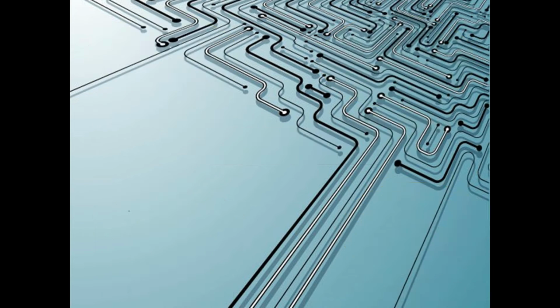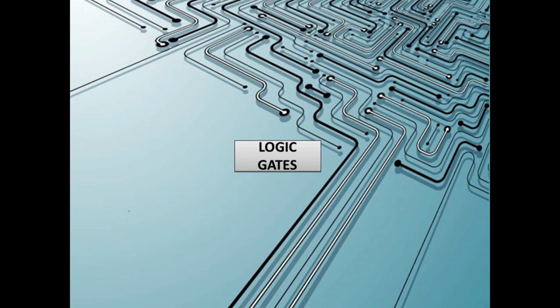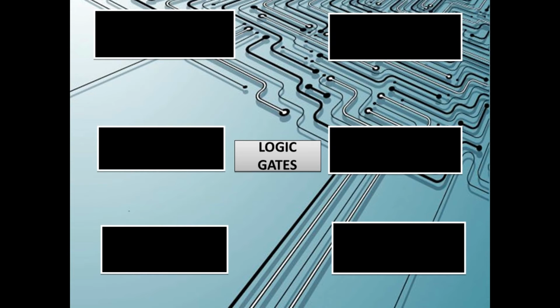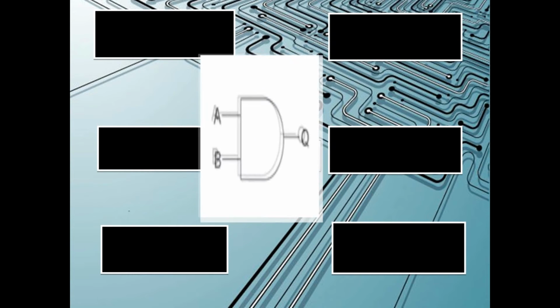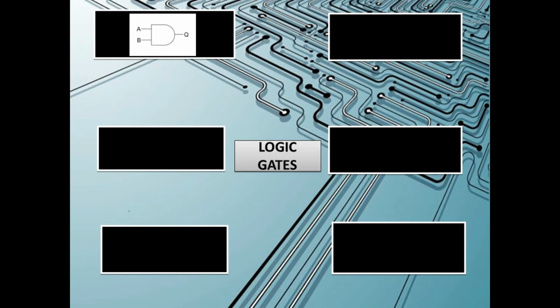Point 3. The logic gates. The AND gate only produces a result of true when the two elements are both true, and when the two elements are not the same it will produce a result of false.